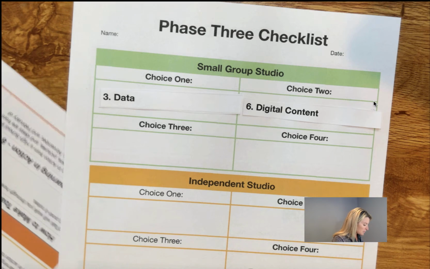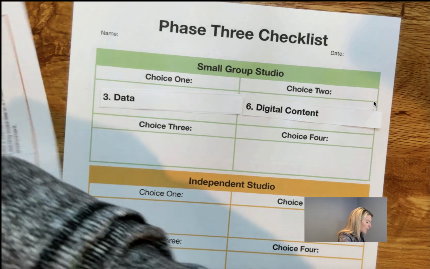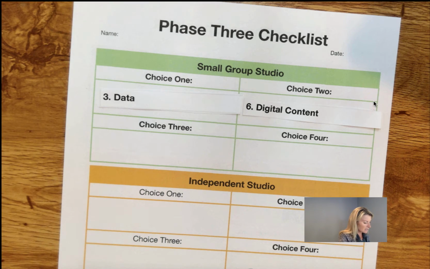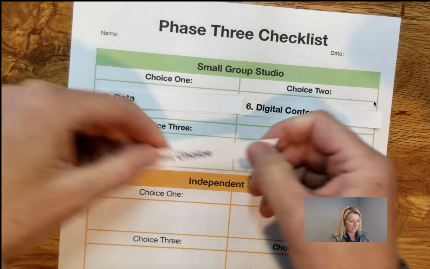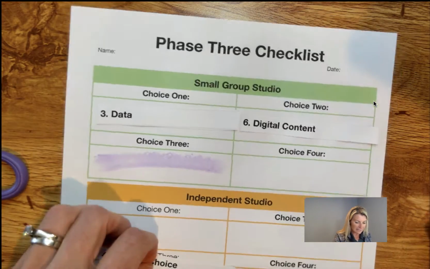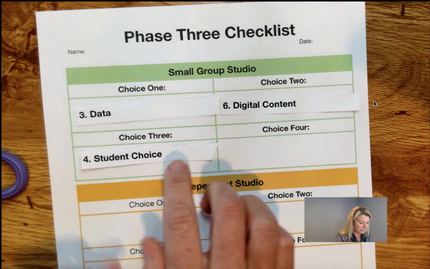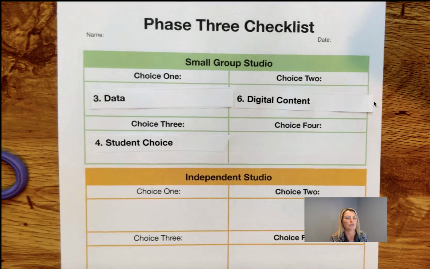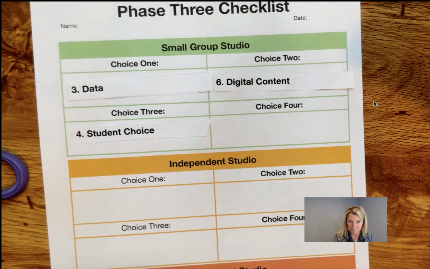So I'm going to next cut out my other one that I need extra help with, and that's on student choice. So I cut out student choice, and I'm going to glue it down here. If you would like to do 4 different choices, go for it. You could definitely put in a 4th choice. But for right now, 3 is my minimum.